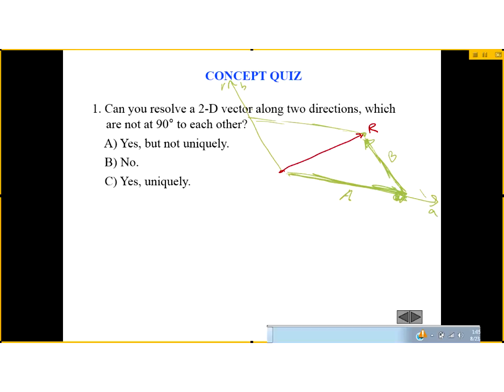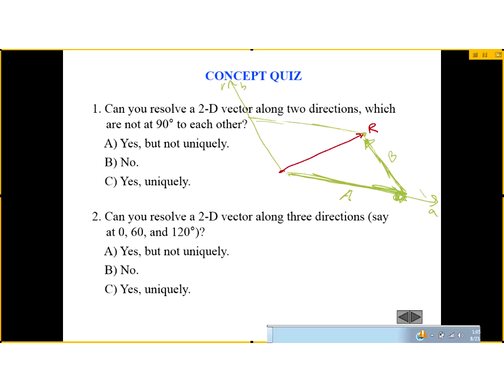Can you use the X and Y vectors from A and B, like break those into X and Y components and work from there? But that's sort of using different directions, right? So the answer is no. There's only one way to break it up. It's unique. Now the next question says, what if you try to resolve a 2D vector along 3 directions? Would that be unique?